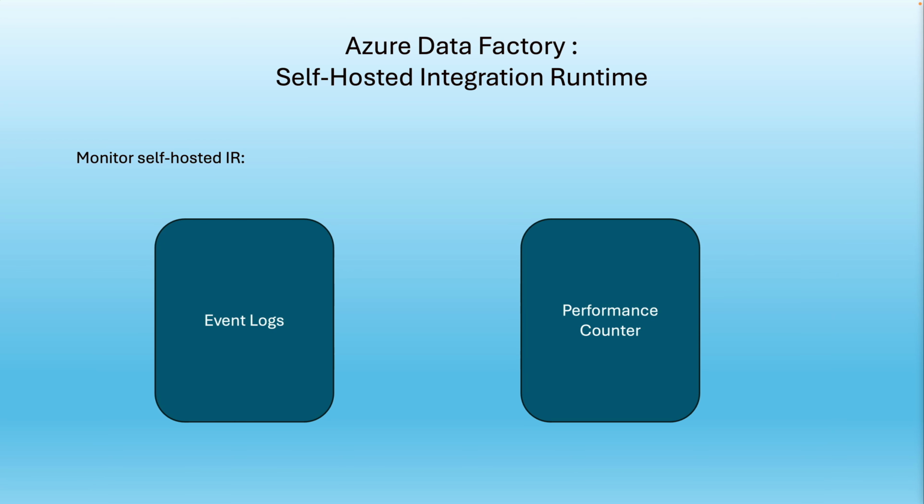Monitoring self-hosted IR. By default, the self-hosted IR diagnostics and performance telemetry is saved locally on the virtual or physical machine that is hosting it. Two broad categories of telemetry for monitoring the self-hosted IR are event logs and performance counters. When logged on locally to the self-hosted IR, specific events can be viewed using Event Viewer. The relevant events are captured in two Event Viewer journals named Connector Integration Runtime and Integration Runtime respectively.